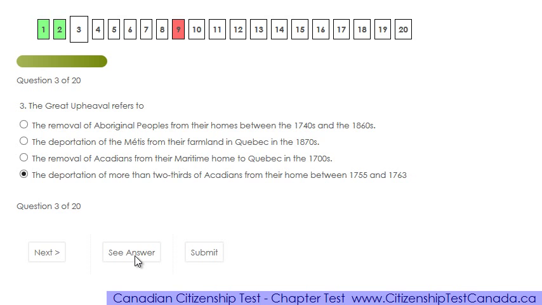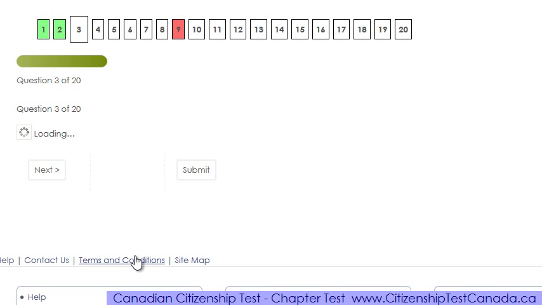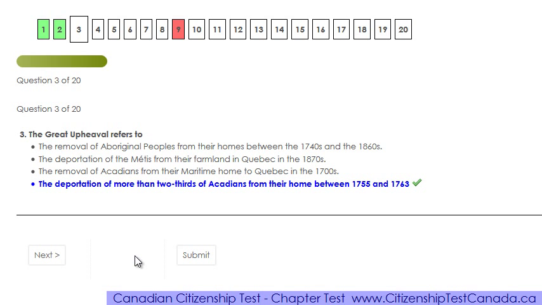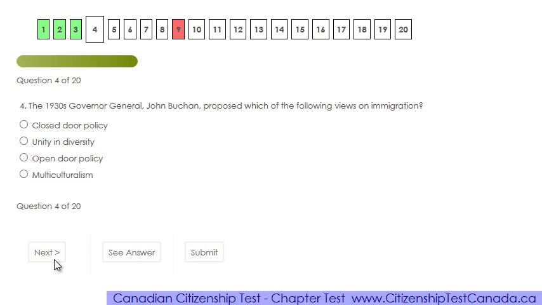Let's click on See Answer. And let's go on to the next question. We'll click on Next. The 1930s Governor General John Buchan proposed which of the following views on immigration?